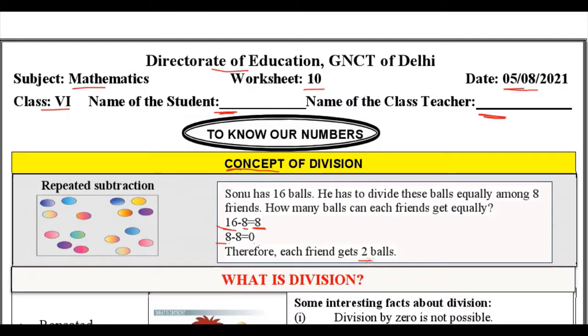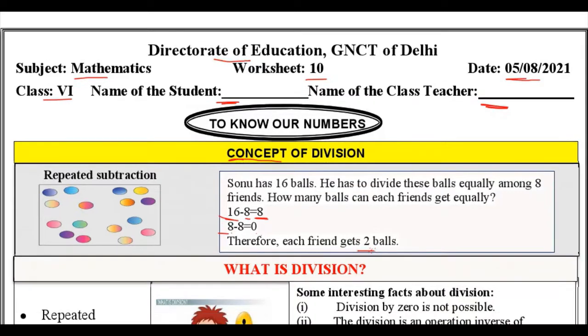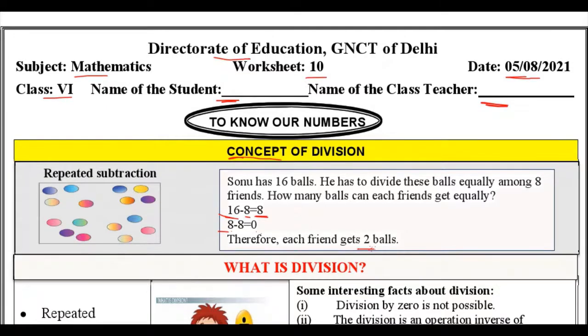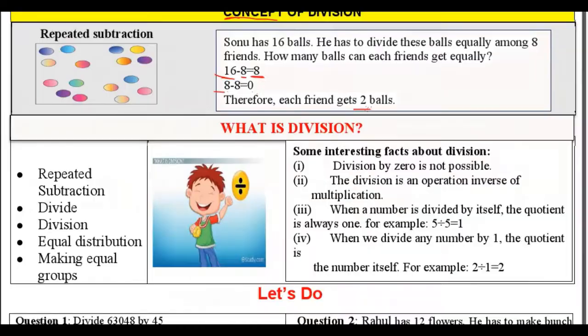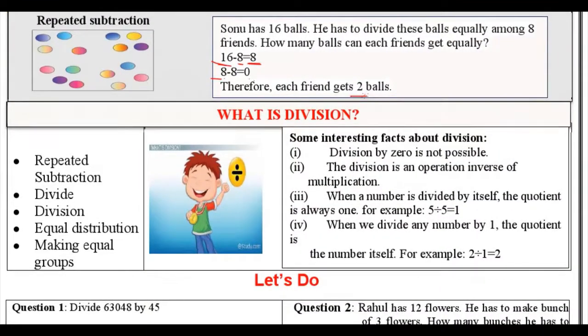We can do this with other numbers even. Okay, so I hope you must have understood. So basically division is dividing one thing into many parts. Okay, now let us come down. So this is what division is over here.